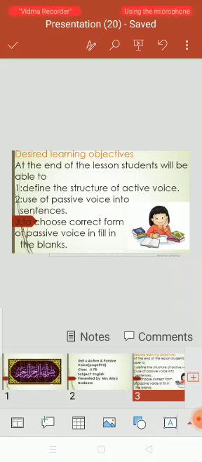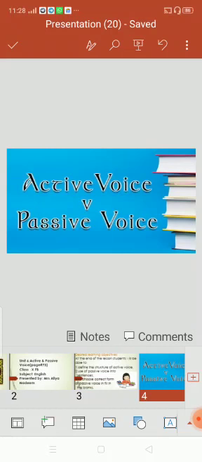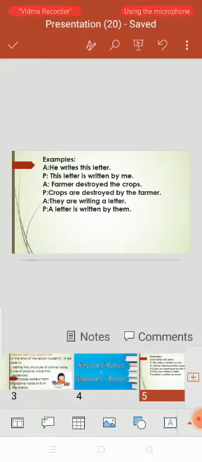First of all, we should come to know the desired learning objectives of today's lesson. At the end of the lesson, students will be able to define the structure of active voice, use passive voice in sentences, and choose the correct form of passive voice in fill in the blanks. To understand the concept of active and passive voice, you should first know the structure of a normal sentence, and we are going to understand this concept with the help of a few examples.